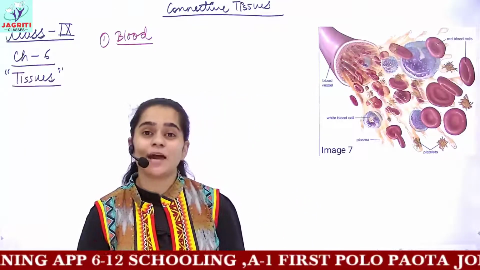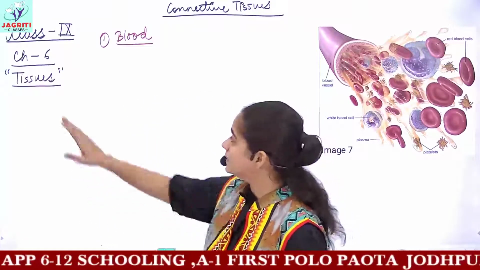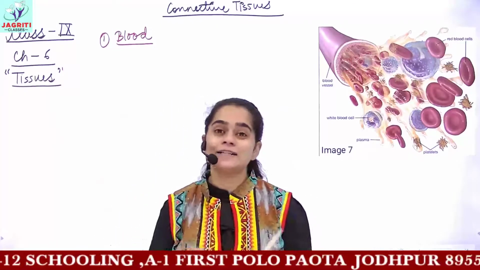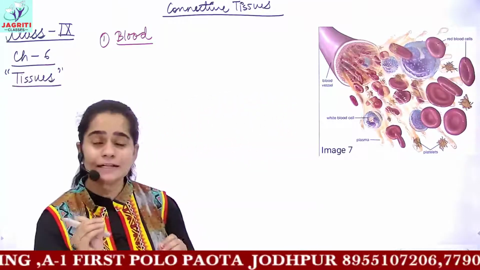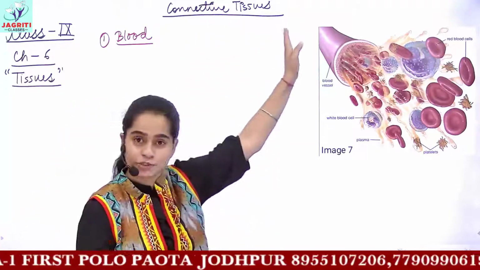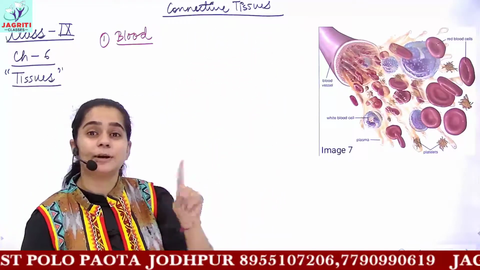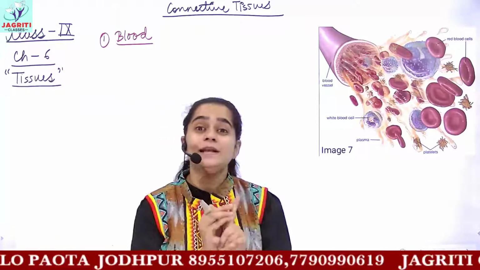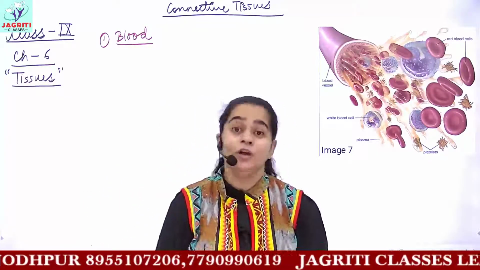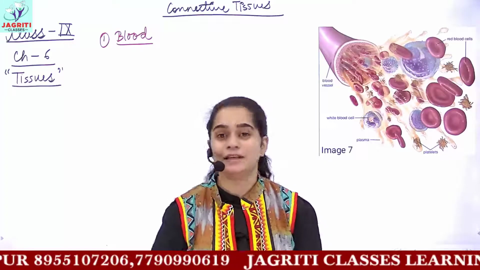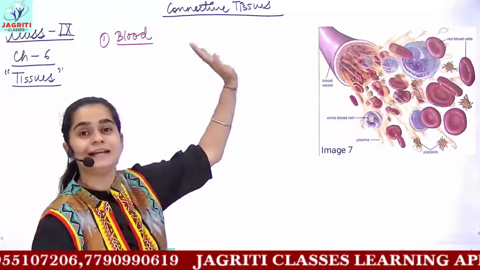We were doing chapter 6 of class 9th, that is tissues. In the last video lecture, we described the basic functions or the basic properties of connective tissues. In the last video, we completed animal tissues, the first category, that is epithelial tissues. We have discussed all kinds of epithelial tissues which are present in animals.